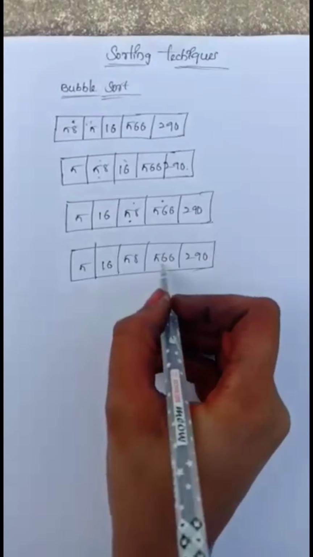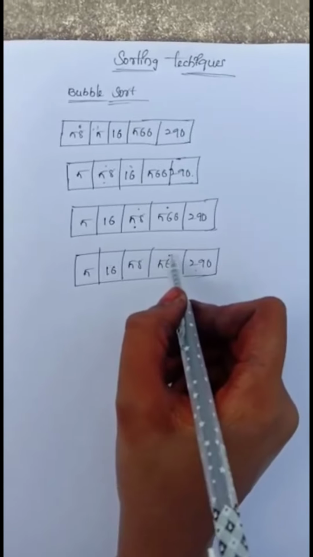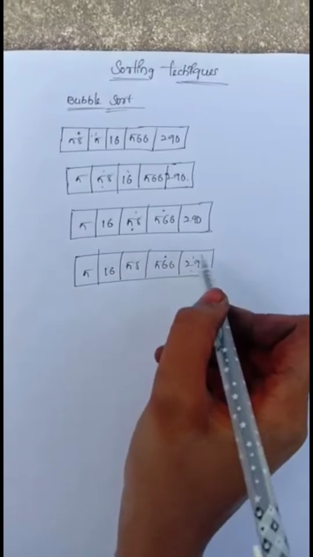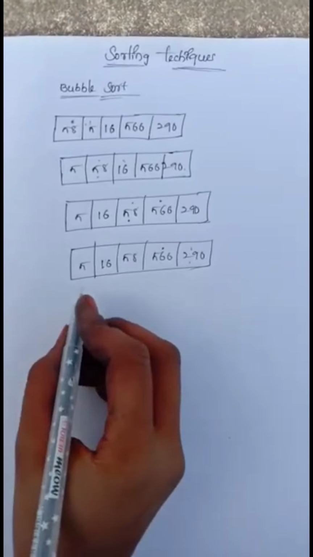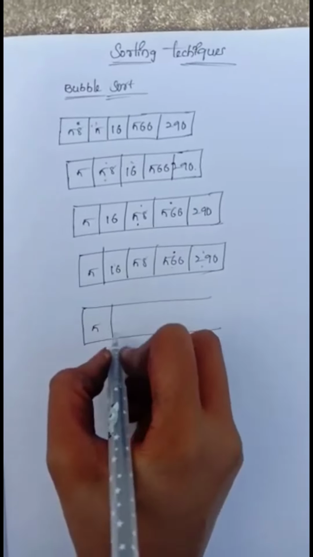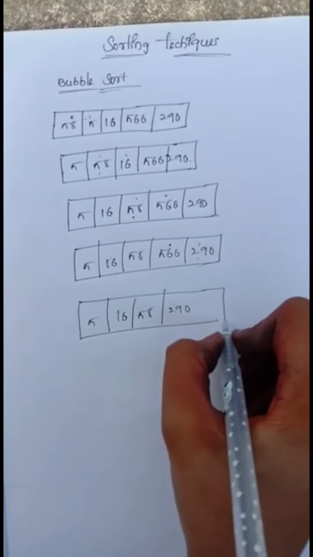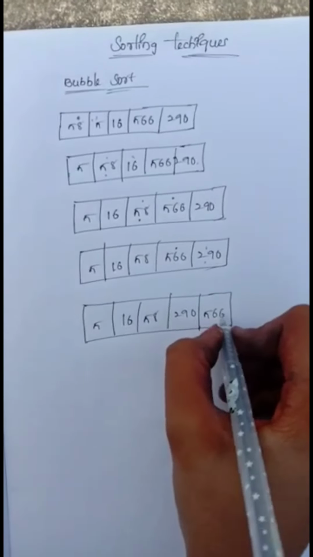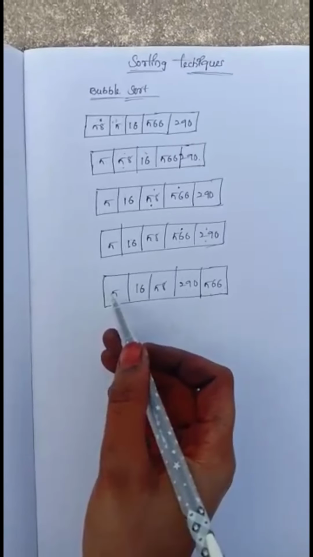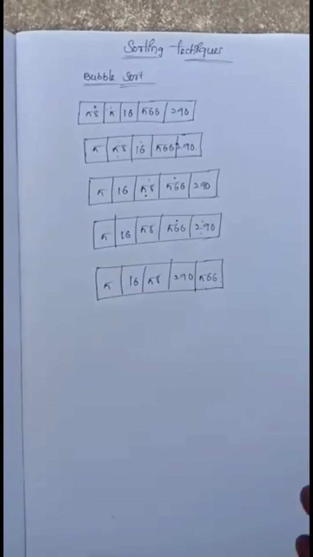Now compare the fourth element with the fifth element. Is swapping required here? Yes, because the fourth element is greater than the fifth element. So here we have to swap. 5, 16, 58, 290 and 566. Now these elements are in ascending order.